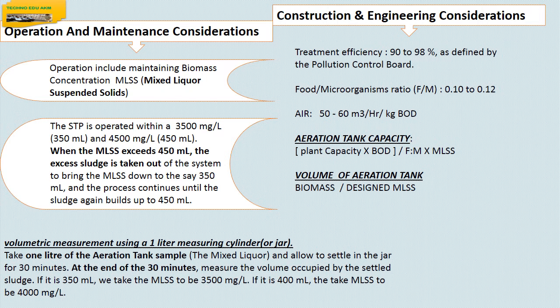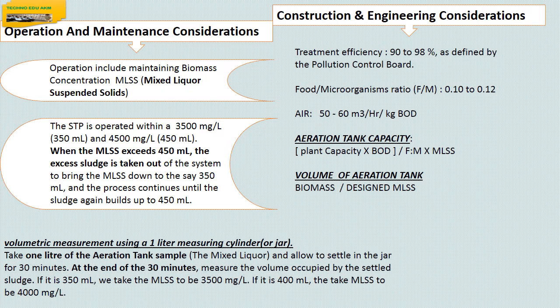Besides construction and engineering considerations, treatment efficiency is 90 to 98% as defined by the Pollution Control Board. The food to microorganism ratio, F/M, always remains between 0.10 and 0.12. Air requirement is 50 to 60 cubic meter per hour per kg of biological oxygen demand.